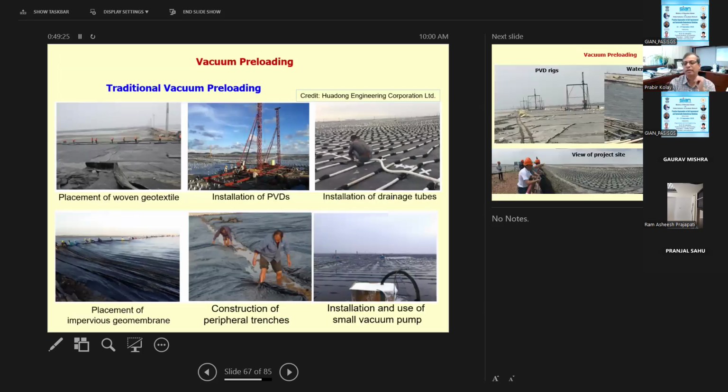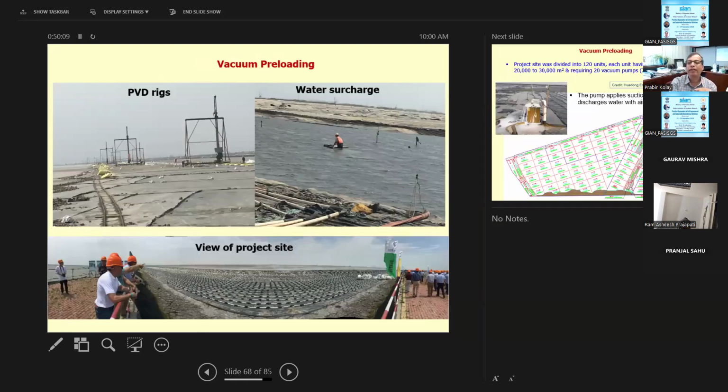Vacuum preloading, as I mentioned, involves these different things. These pictures are basically taken from Jian's book, but mostly I visited Shanghai, China, where we really observed all this stuff. How they install the PVD, the installation of the drainage tubes. It's a huge area, and then the vacuum pump. So all this is basically PVD. They are not using sand drains, but using PVD, and then geotextiles, and also the vacuum preloading. All these things they use in this area. The PVD rigs.